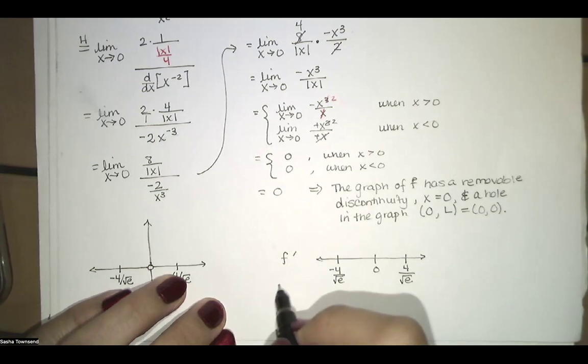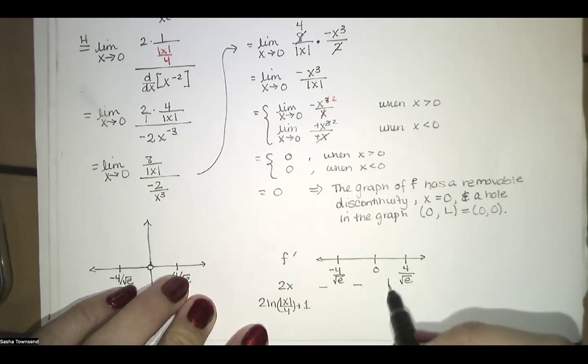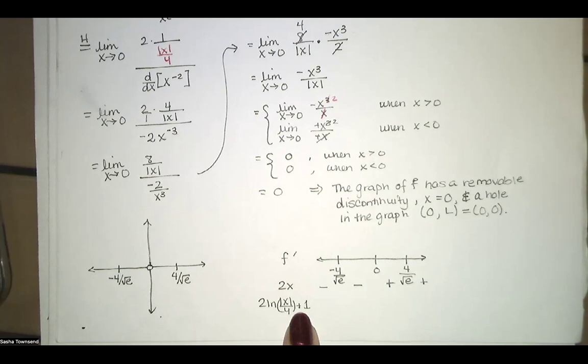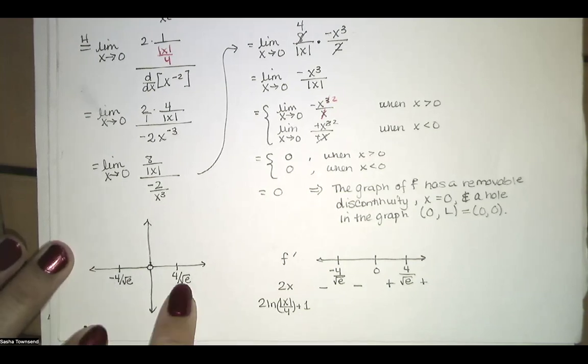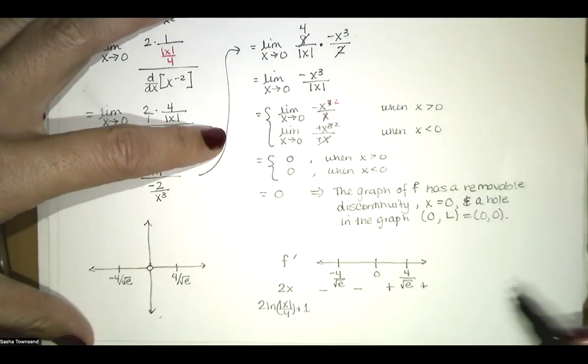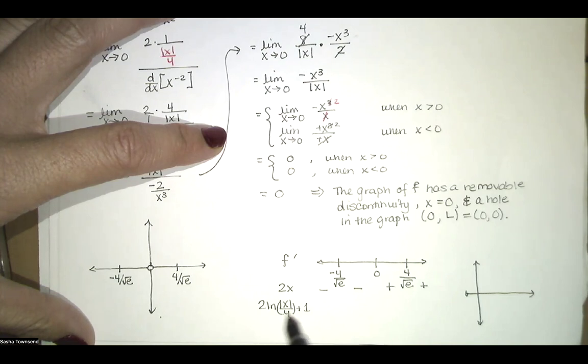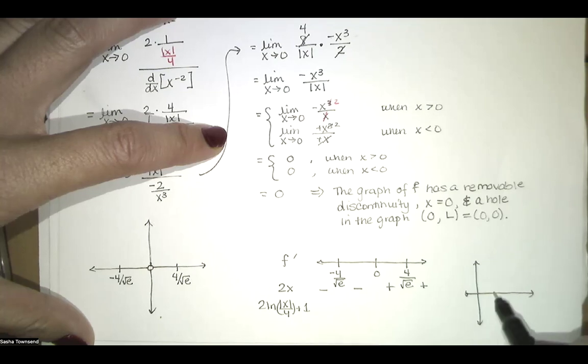And f prime was 2x times 2 natural log of the absolute value of x divided by 4 plus 1. Now 2x is negative when x is negative, and positive when x is positive. And then this changes signs at x equals plus or minus 4 divided by the square root of e. So you might say, okay, well, when is it positive and when is it negative? Well, let's look at this graph. If there wasn't an absolute value there, I would just say that the domain would be 0 to infinity, and natural log of 1 is 0. So when I have x equals 4 here, I'd have a natural log of 1, which is 0 when x equals 4.